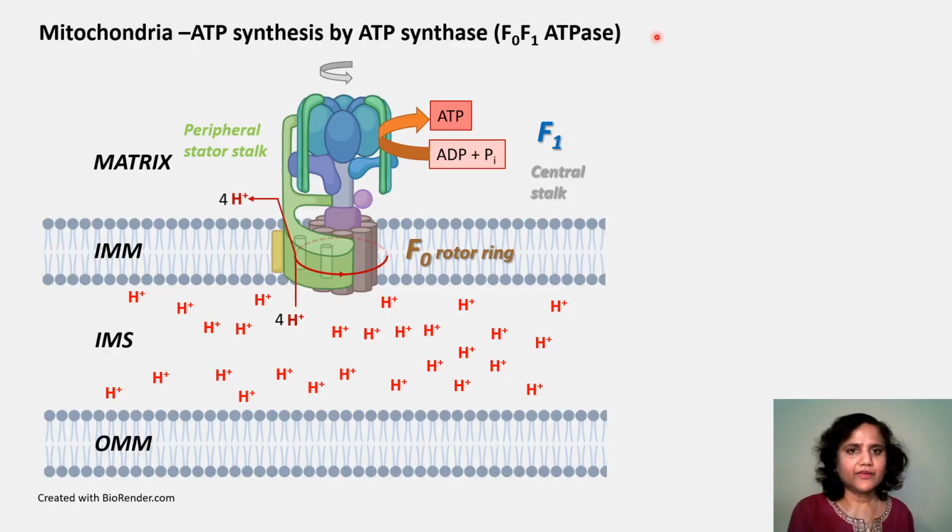This is a really efficient machine. It spins at 8,000 revolutions per minute, and it can generate 3 ATP molecules per turn, coupled with the flow of 3 or 4 protons into the matrix, and therefore it will result in the formation of 400 ATP molecules per second.